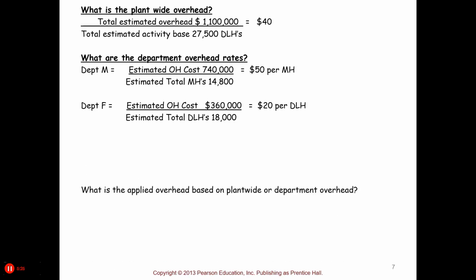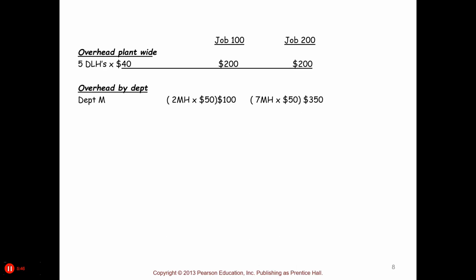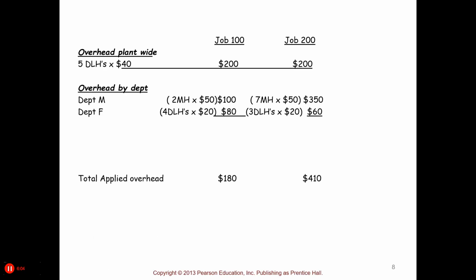Now let's take a look at applying it. For using the plant-wide overhead rate, it's just going to be 4 direct labor hours. So each of jobs 1 and 2 is going to get $200. Now, what about if we use by department? Department M is going to allocate $100 for job 1 and $350 for job 2. And Department F is going to charge, based on labor hours in their case, $80 and then $60 for job 2. So the total applied overhead is very different.